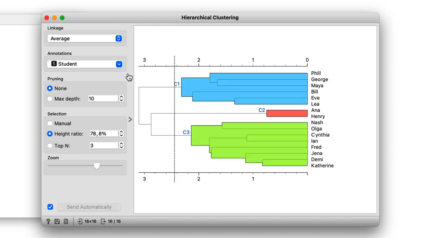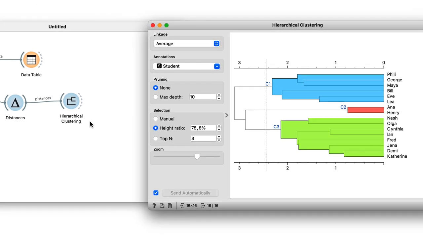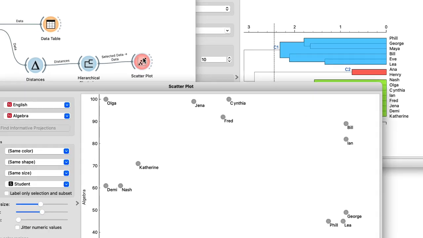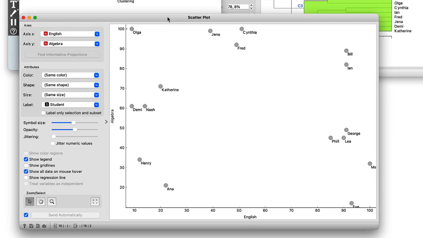I would now like to get some intuition on what these clusters actually represent. I could in principle use scatterplot to try to understand what happened, but now I have 7-dimensional data, and just peeking at 2 dimensions at a time won't really tell me much. But let's take a quick look anyway.